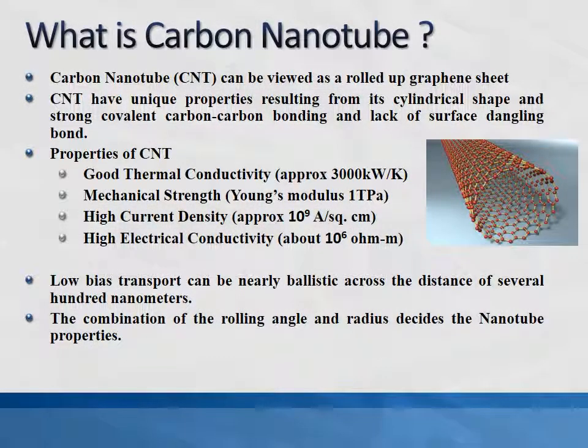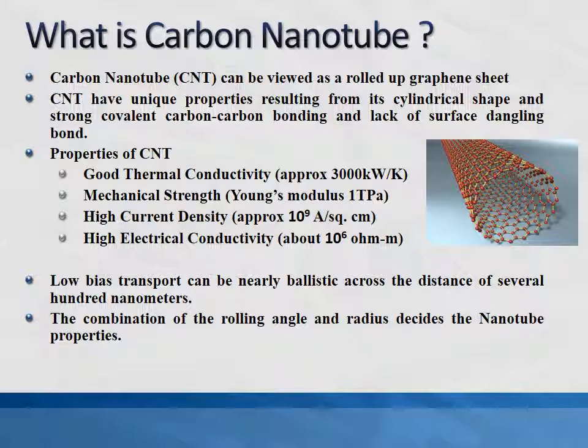What is a carbon nanotube? A carbon nanotube can be viewed as a rolled-up graphene sheet. They have unique properties resulting from their cylindrical shape, strong covalent carbon-carbon bonding, and lack of surface dangling bonds. That is, they have no unsatisfied surface bonds.